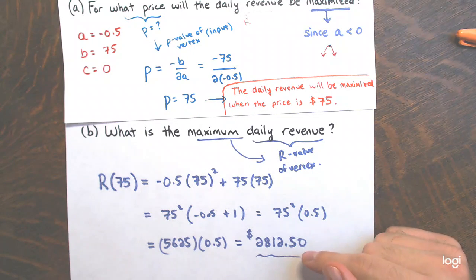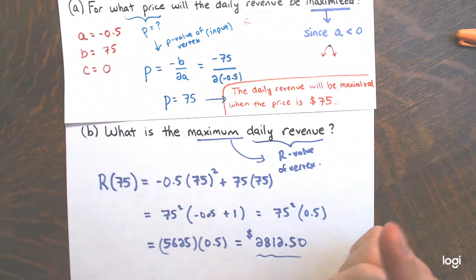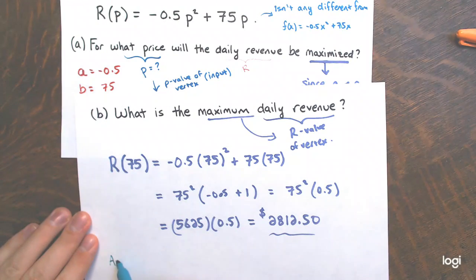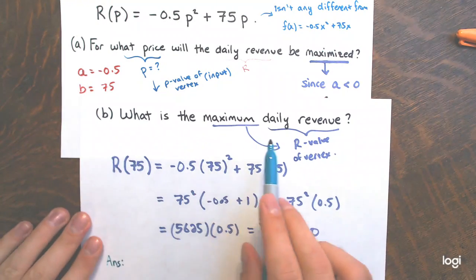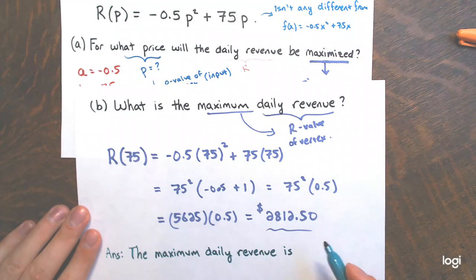Now again, that's not the way I'm going to answer this. I know I put dollars here because it's revenue, but I'm going to answer it in a complete sentence. So the question is, what is the maximum daily revenue? Simply, the maximum daily revenue is $2,812.50.